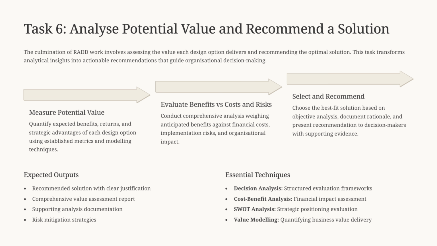This final task closes the loop. After exploring and evaluating design options, it's time to recommend the one that delivers the greatest net value. The process has 3 main steps. Quantify benefits such as revenue gains, cost savings, or improved customer satisfaction. Evaluate benefits versus costs and risks. Weigh expected benefits against financial costs, technical risk, and organizational impact.